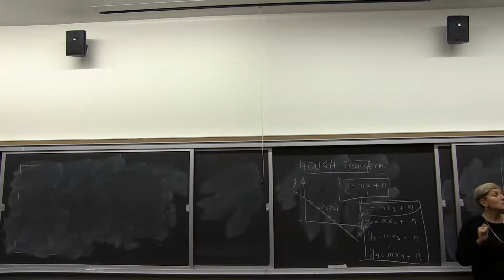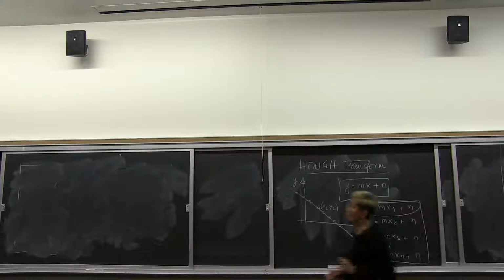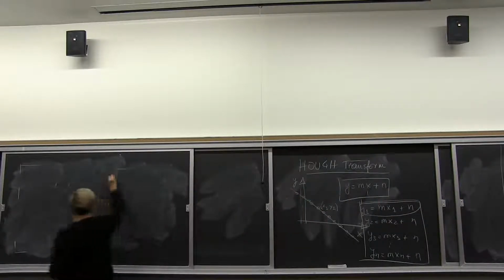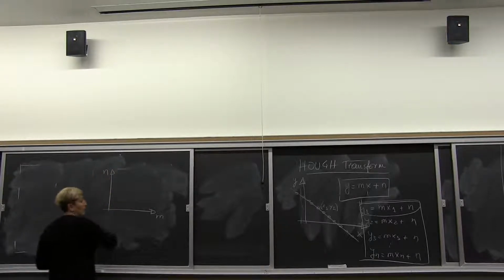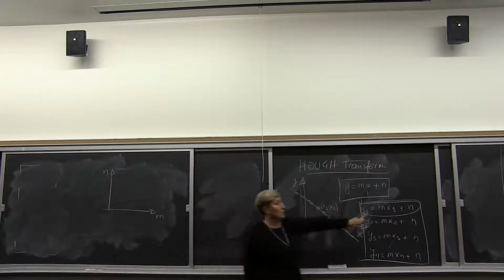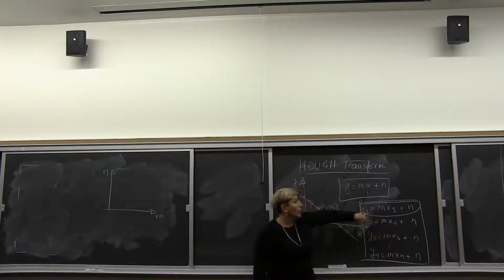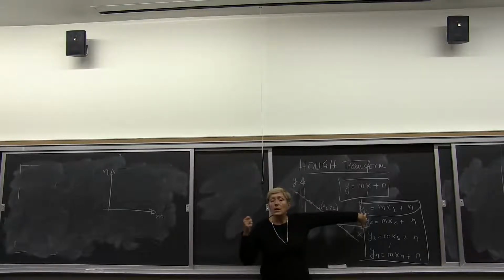In the M-N space, if I draw a couple axes, M and N, right? Because I said M and N are now my variables, right? This equation where x1 and y1 are now constants. What does this represent? How do I draw this? How does it look like? A line, right? It's still linear. I'm just changing the role of things.